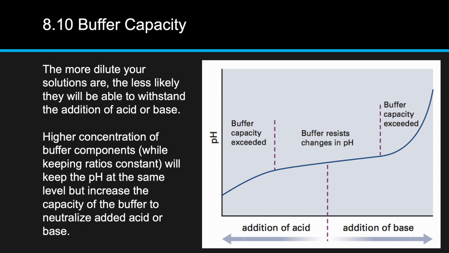Looking at the graph, you can see that in the middle region, the buffer resists changes in pH, which is why there is not so much of a change when we add acid or base. That's where it's working the most effectively. But once you add too much acid or too much base, then that buffer capacity is exceeded and the pH starts to change more rapidly. So key takeaway, stronger, more concentrated buffers can handle more acid and more base before reaching that breaking point.